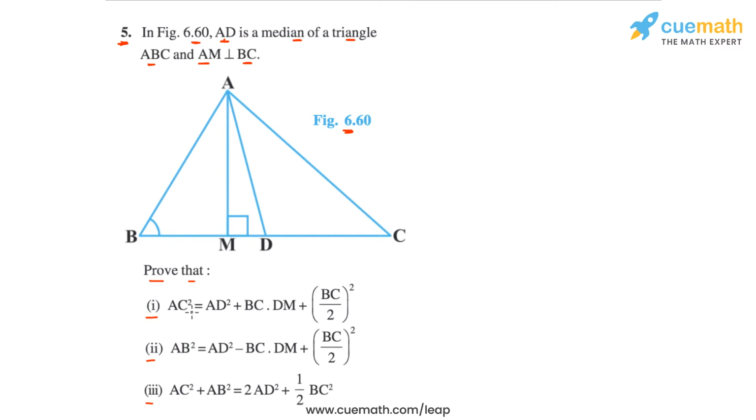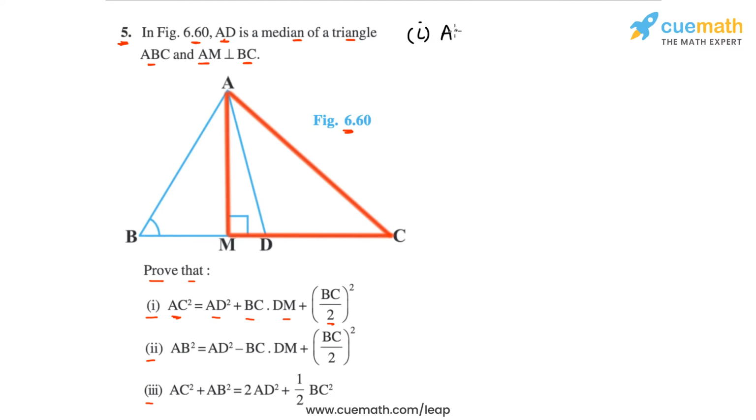In the first part, we have to prove that AC square is equal to this expression that you see, AD square plus BC into DM plus BC by 2 whole square. Okay, so let's do this first part. To write an expression for AC square, which is our LHS, we will apply the Pythagoras theorem to triangle ACM. Triangle ACM is this triangle. We will apply the Pythagoras theorem to this triangle.